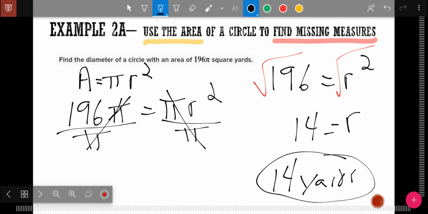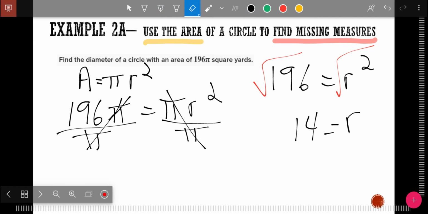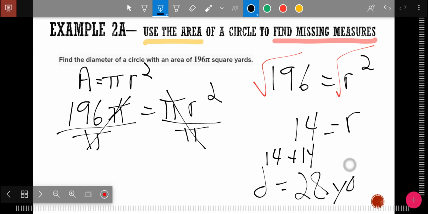Nope. I found the radius. I want to find the diameter. Diameter is two radiuses. So the diameter is 14 plus 14. So the diameter is 28 yards.